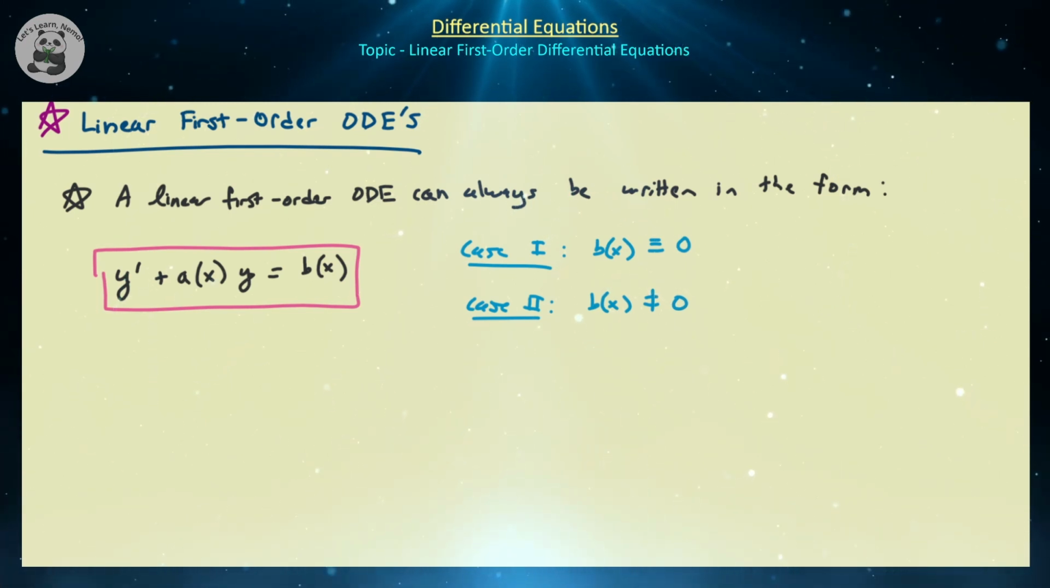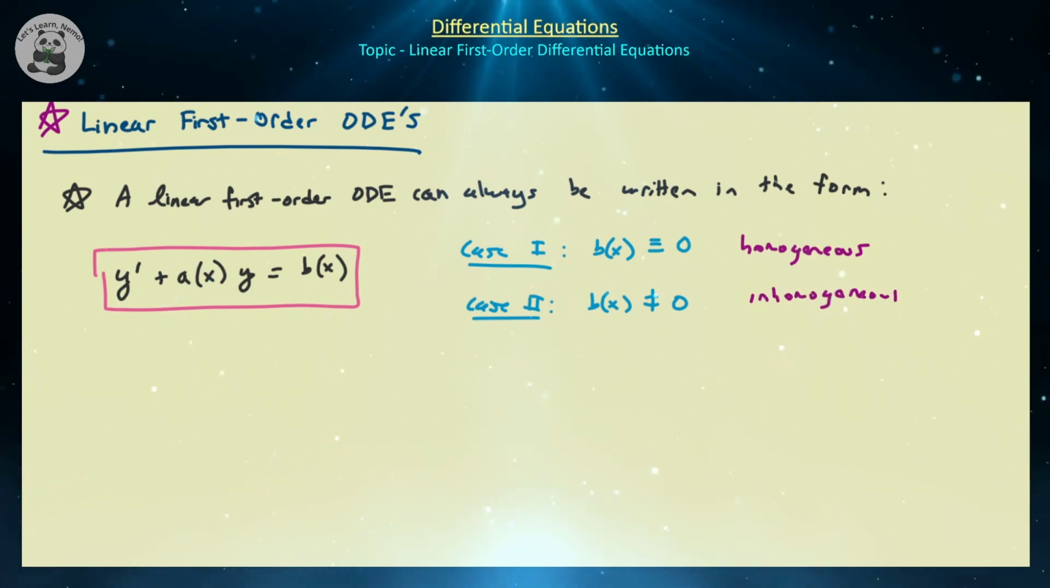When b of x is equal to 0, we're going to refer to this differential equation as a homogeneous first order linear differential equation. And over here, this case 2, is going to be our inhomogeneous first order linear ordinary differential equation. So let's start off with the easiest case first, the homogeneous case.